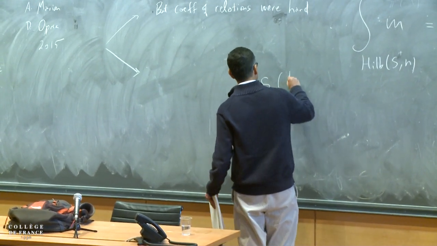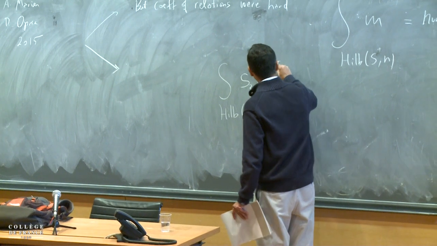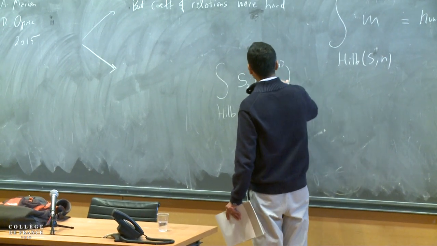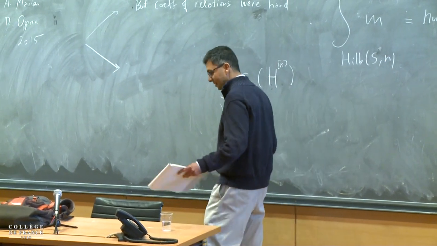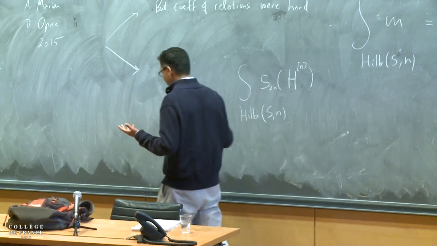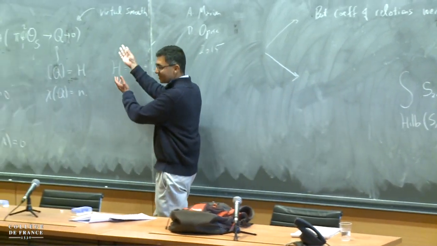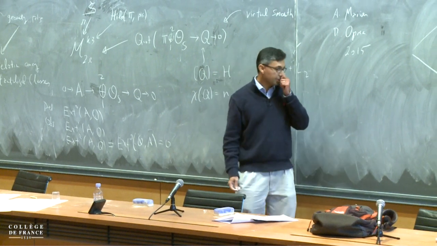So this is the standard notation. With this polarization, I get a rank n bundle on the Hilbert scheme, and I can look at the Segre class. This is an example of an integral. And as I said, we don't make this stuff up. When you go do this, it'll just come up, and you need to calculate it.